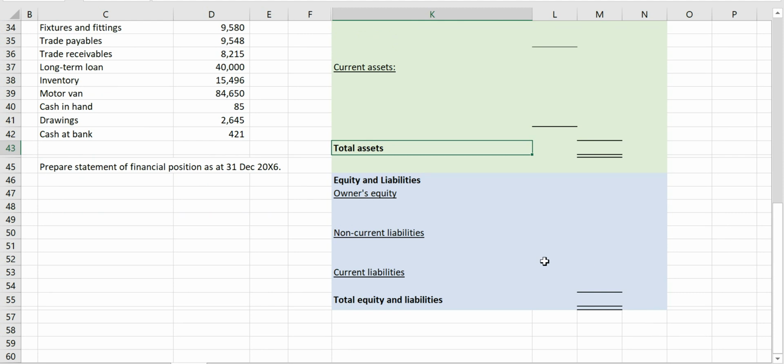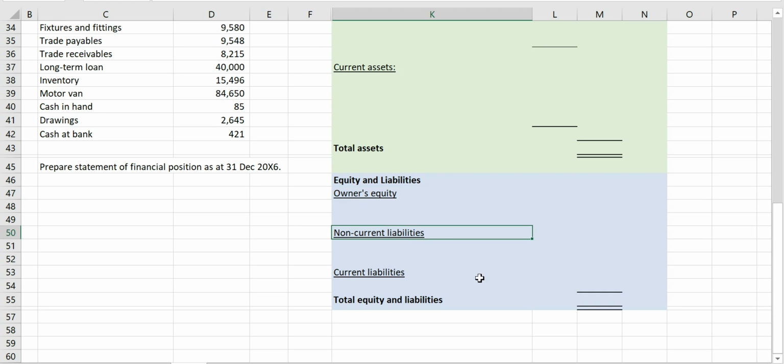The second section is the equity and liabilities section. There are 3 more categories. One is the owner's equity, which is actually the calculated figure of the beginning capital, add to the profit that you earn for the year, subtract the drawings that the owner took out for personal use.